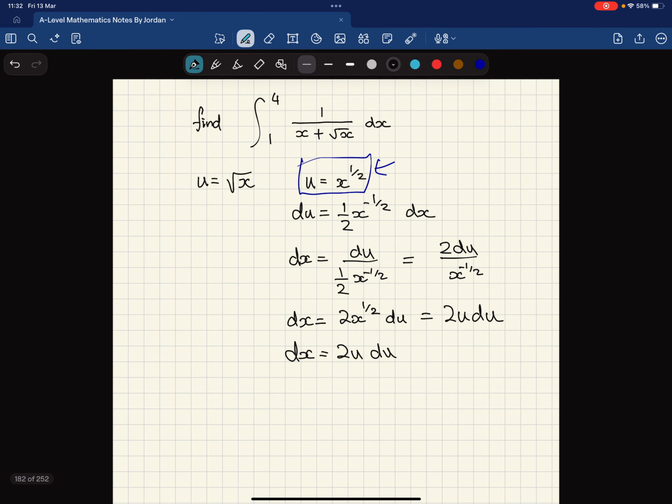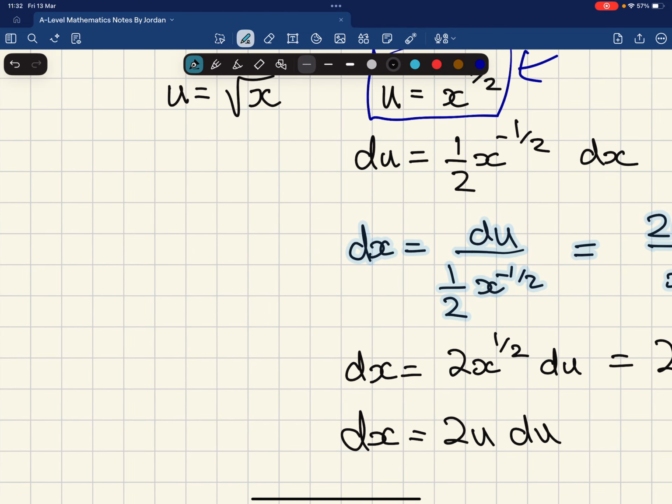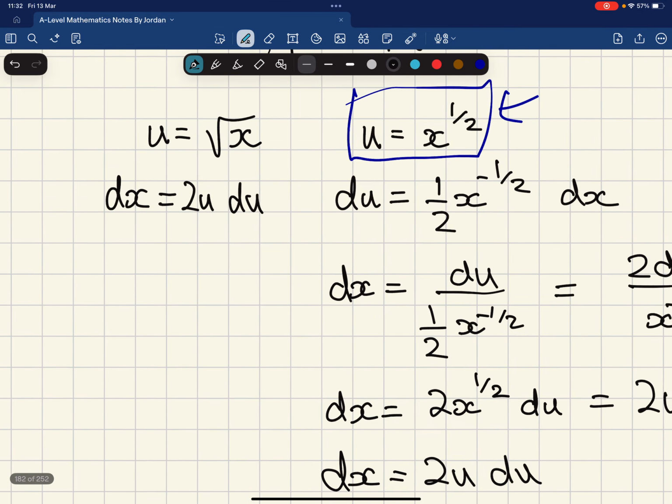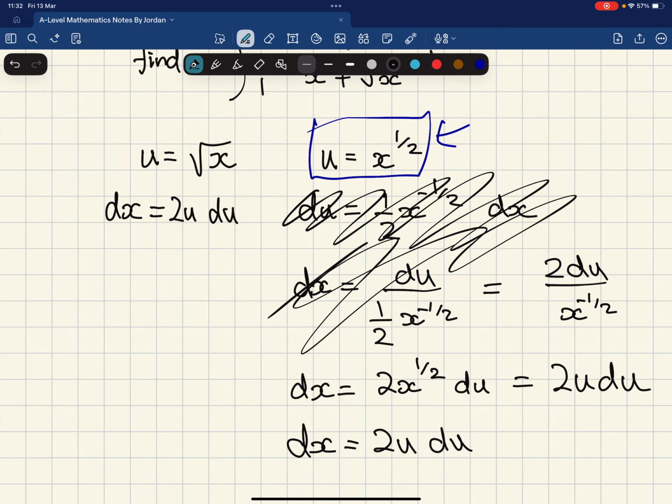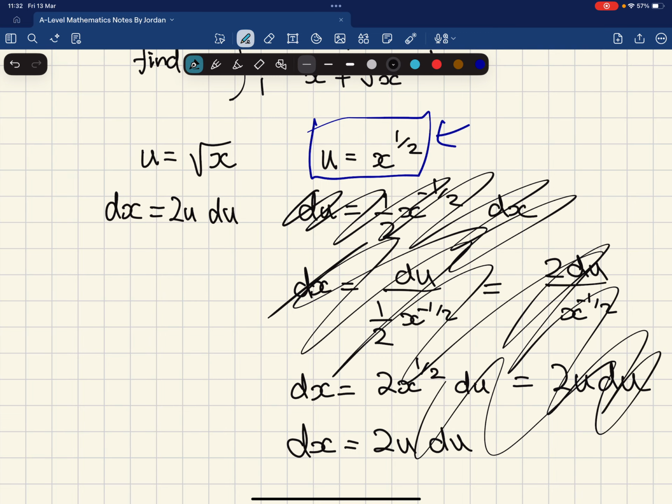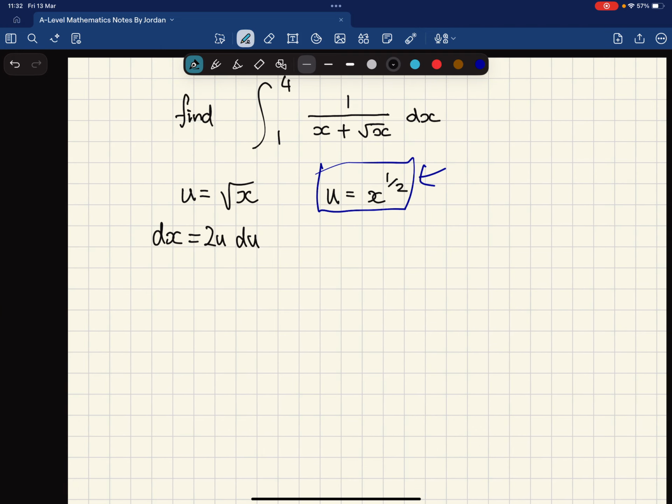Great. So I don't really need all of this working out now. All I really wanted was to get dx. So I'm just going to write that here, which will save us some space, clear ahead a little bit, so we don't need any of this anymore.